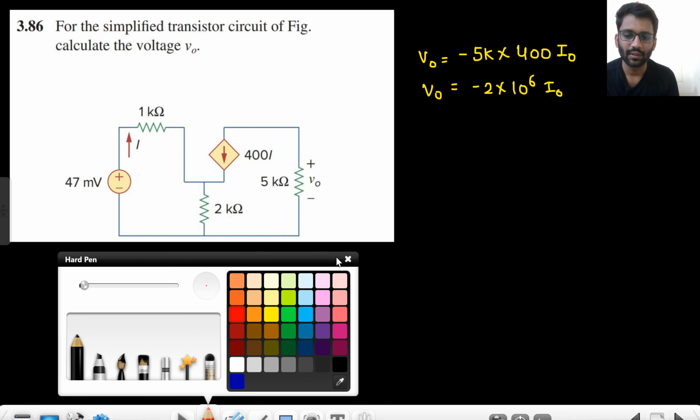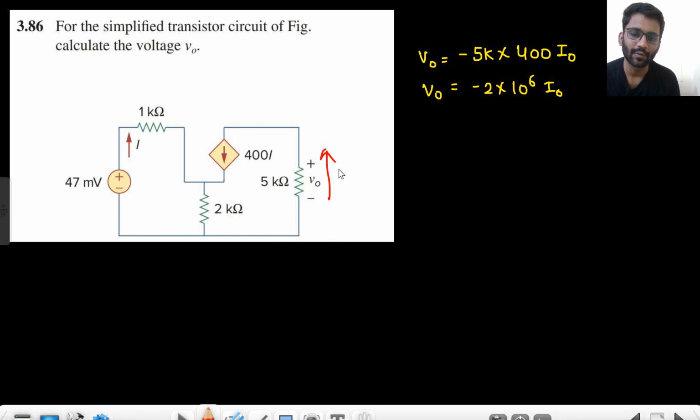Why so? The current 400 ampere, 400 I is flowing like this. 400, not I naught. This is just I. Okay, this is just I. 400 I is flowing like this. So 400 I into 5k. So it is minus 2 into 10 to the power 6 I. So V naught value is this.